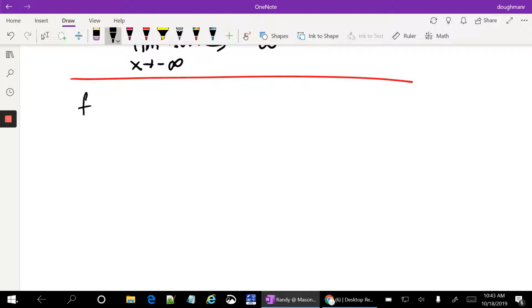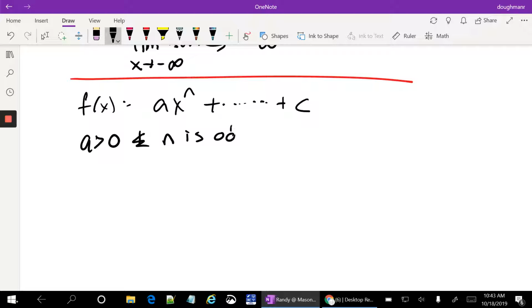Okay, when we have a function with leading coefficient a and power n, we can have many more terms, but they really don't affect the general shape of the graph and the end behavior. So I put a c in there to realize c is always going to be your y-intercept. And now if a is positive and n is odd, then the general shape is a cubic. I don't know how many humps there are going to be in there.